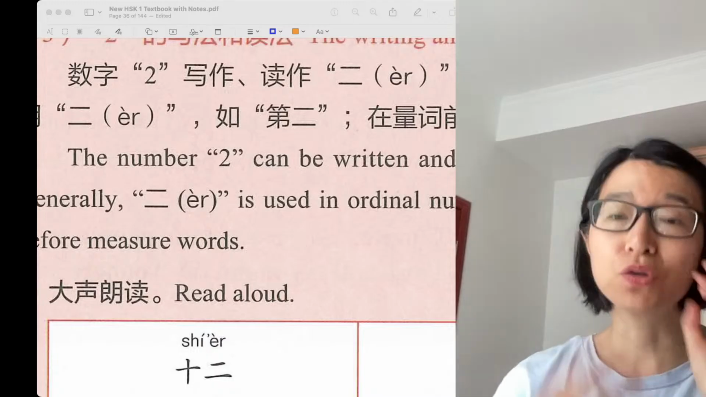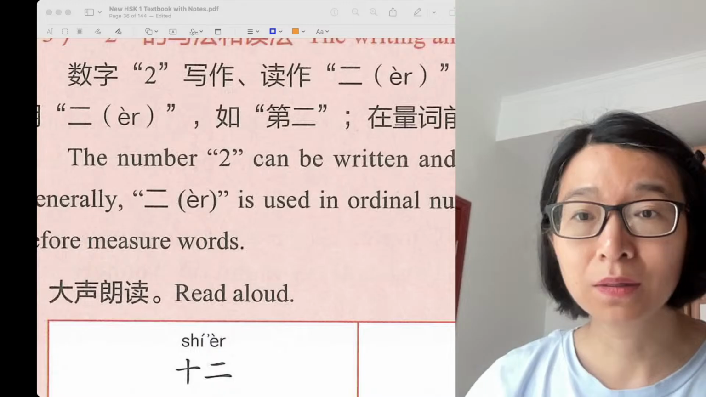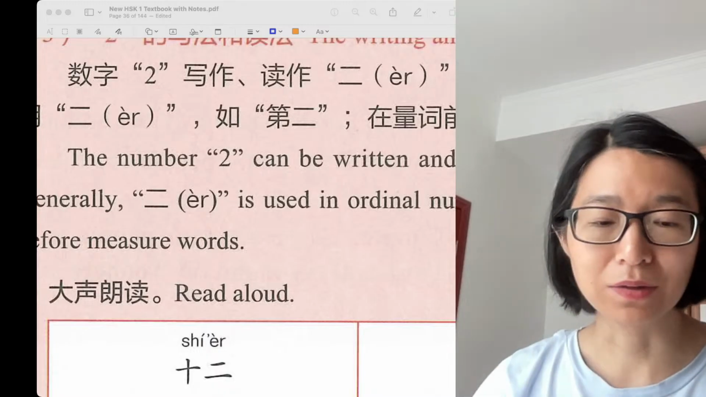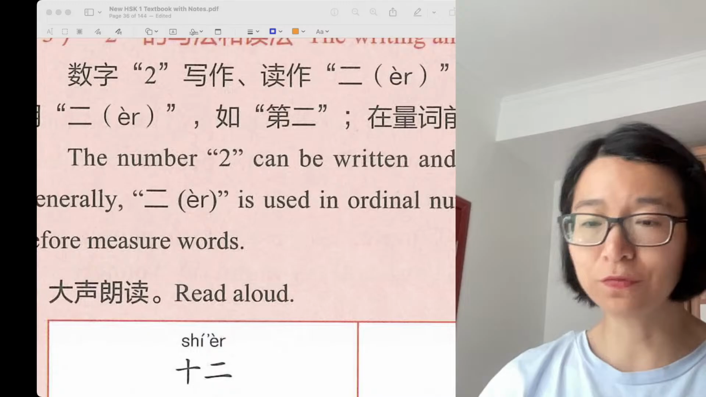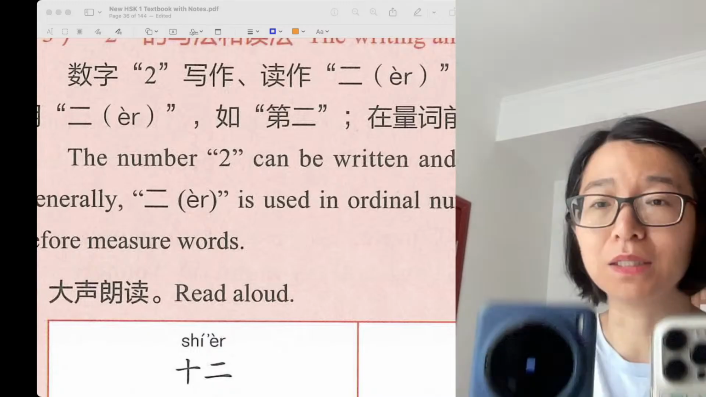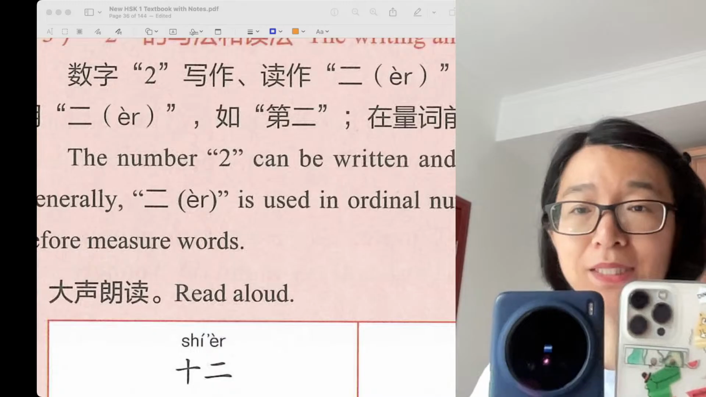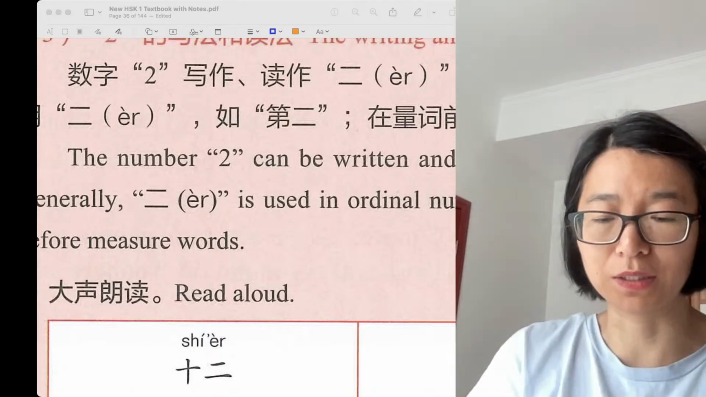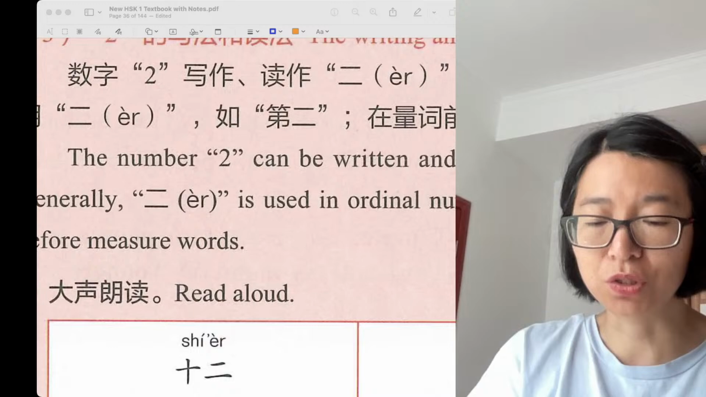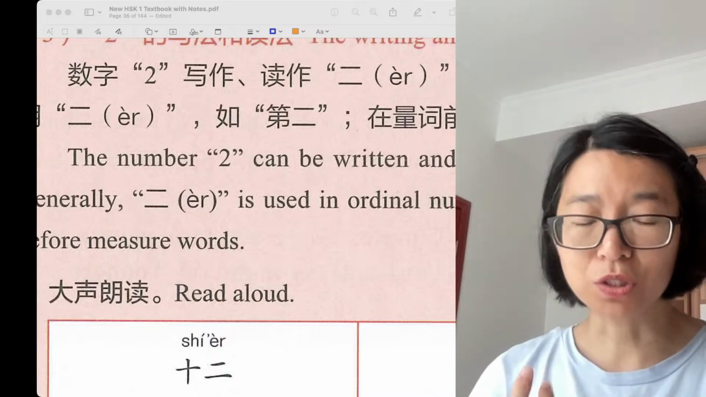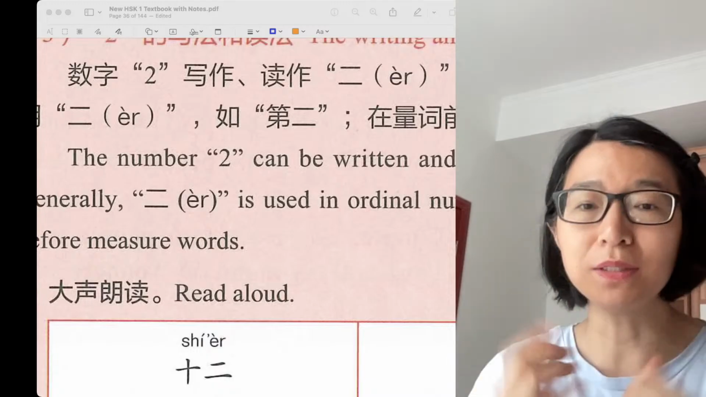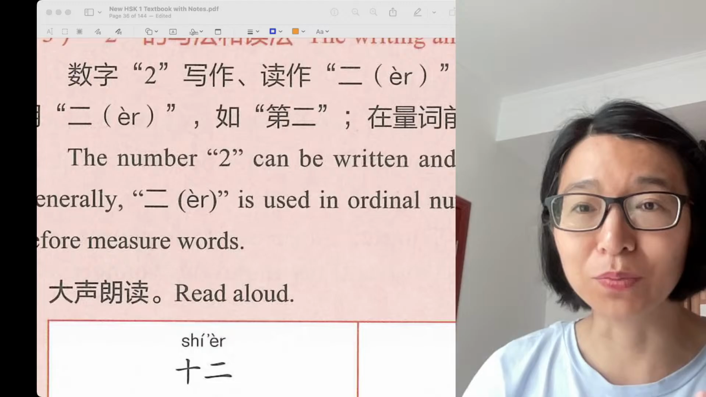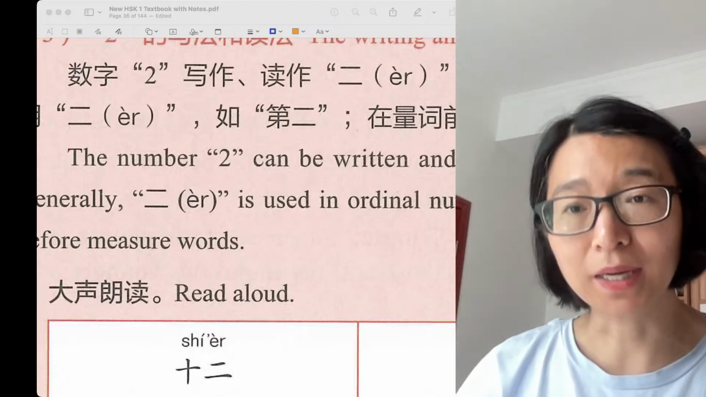How to say 2 persons? 两个人. How to say 2 apples? 两个苹果. How to say 2 phones? 两个手机. Phone, that is 手机, 手 hand, 机 machine. 两个手机, 2 cell phones. Okay, I hope you're clear. When do we say 二? When do we say 两?